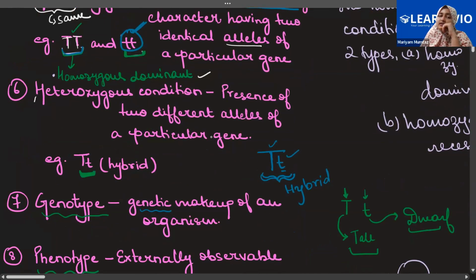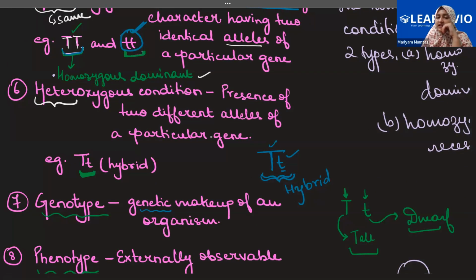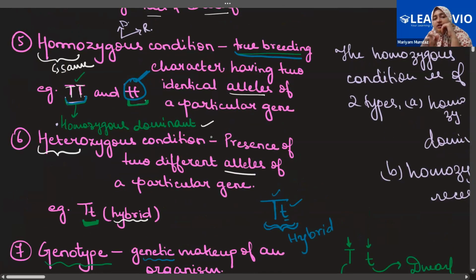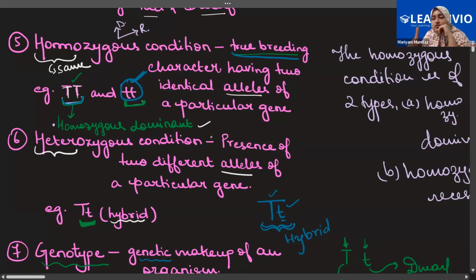Now hetero means different. Here, one capital T and one small t, and this is the case of a hybrid. So in this case, one is dominant and one is recessive. So 2 different alleles of a particular gene are present. And always remember this, that homozygous condition is of 2 types: homozygous dominant and homozygous recessive.